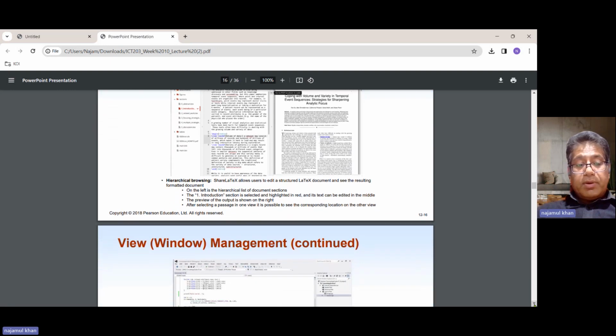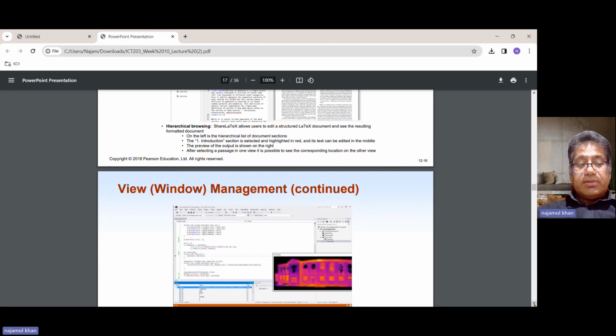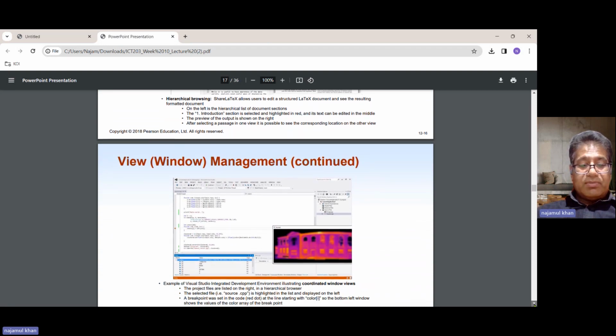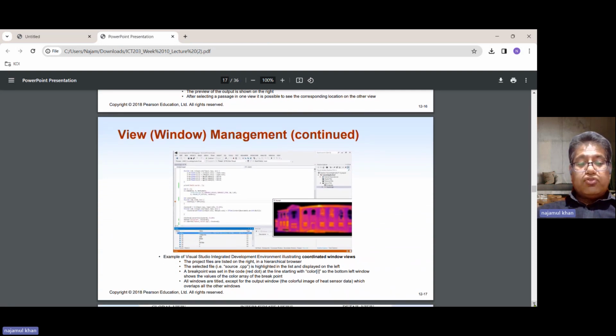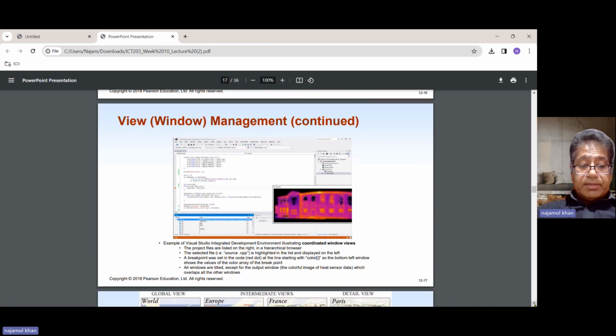So, we're talking about window management continuing here. Some information again: the Visual Studio integrated development environment illustrating coordinated window views, as you can see here. This is nice, and a short description is written here. As I always say, with each image, screenshot, diagram, or graph, a short description must be written. So please keep that in mind.